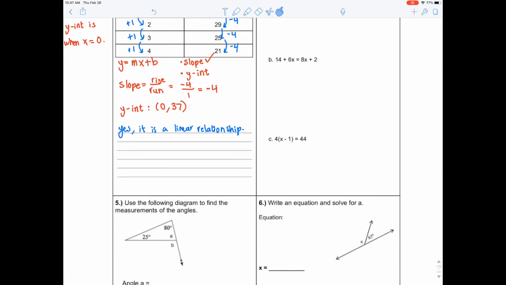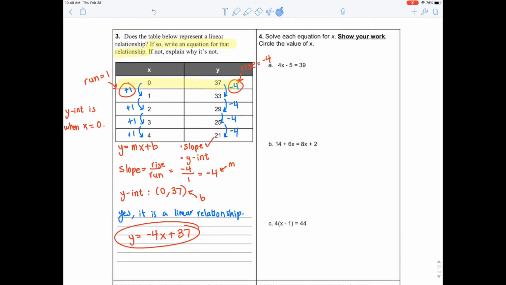Now that you have a slope and you have a y-intercept, you can definitely write an equation of a line. All we're going to do is substitute the values in. Remember that our slope is m and our y-intercept is b. So y equals, we said m is equal to -4. That's my slope. I have an x attached to my slope always, plus my y-intercept, and that's going to be 37. And that is your equation.